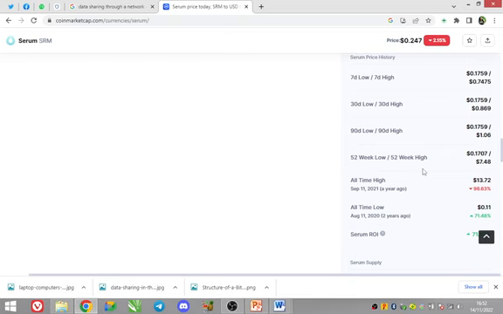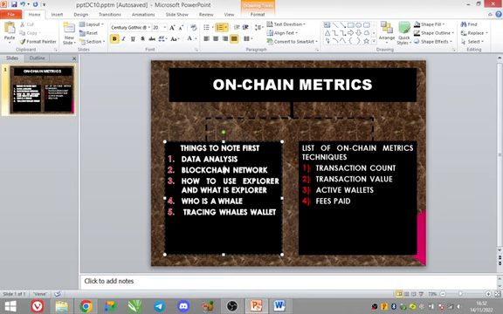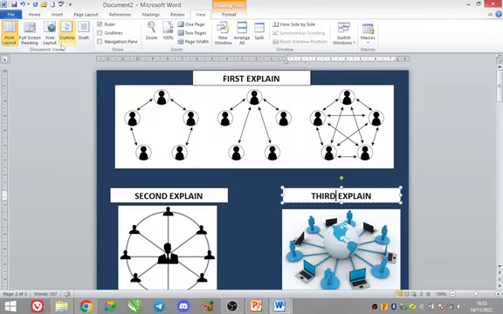But today we'll be talking more about our on-chain metrics. Now, what are we going to be discussing on our on-chain metrics?